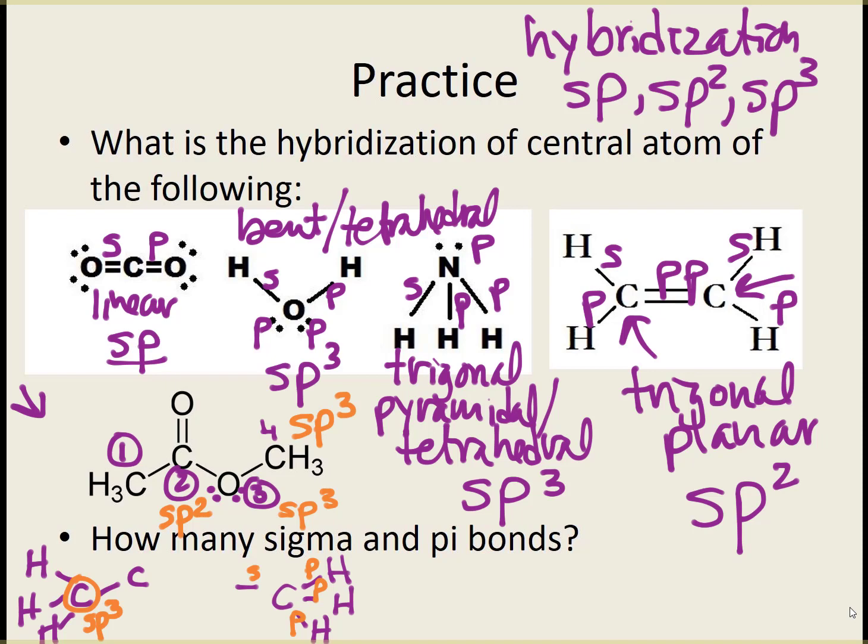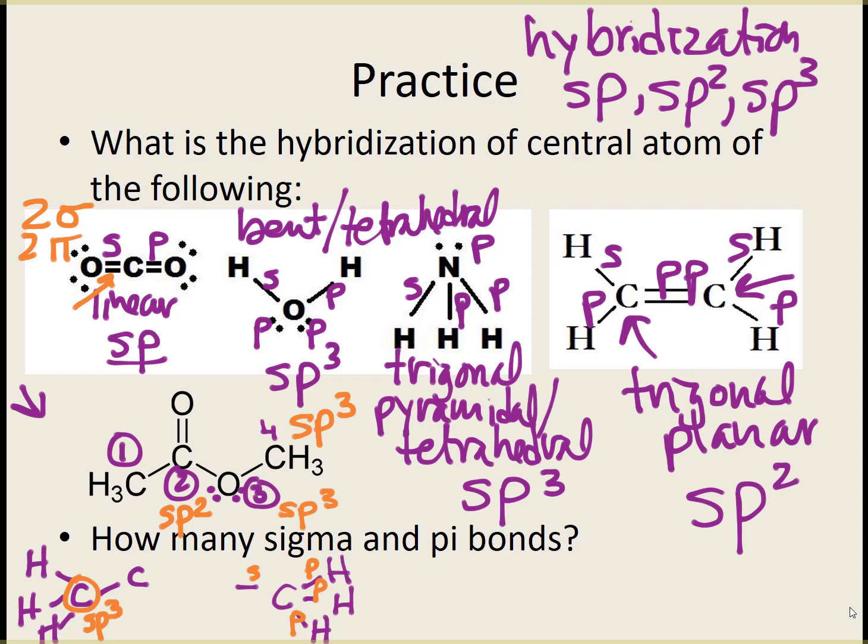Now let's go back and let's count the sigma and the pi bonds. So remember, a sigma bond is a single bond and a pi bond is used when we have a double or a triple bond. And we can just go through and count everything up. So let's look at the first one. So this first one, I have 2 sigma bonds, and then I have 2 pi bonds. So in that double bond, one is a sigma and one is a pi. So just that's my total.